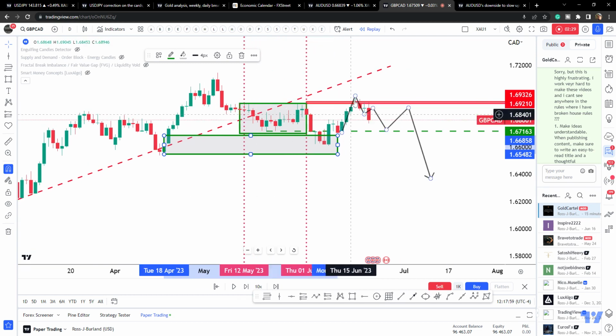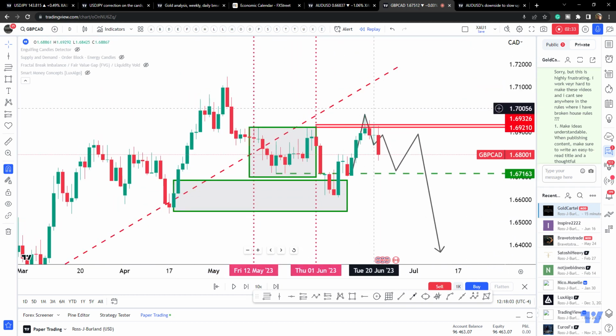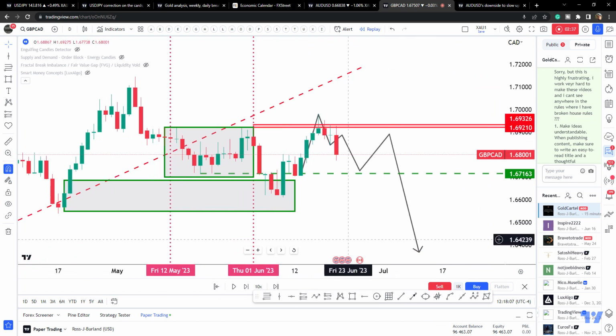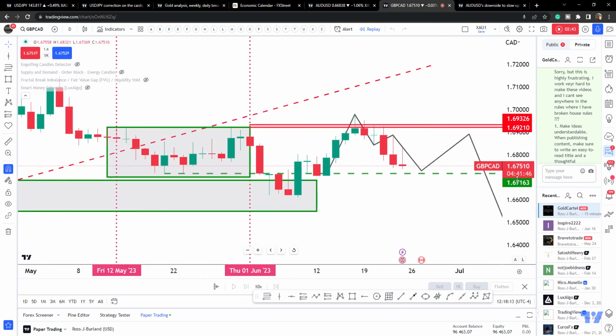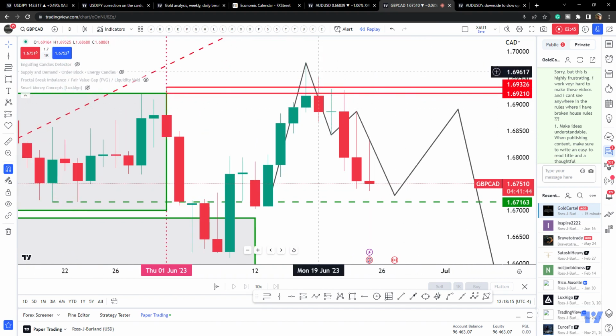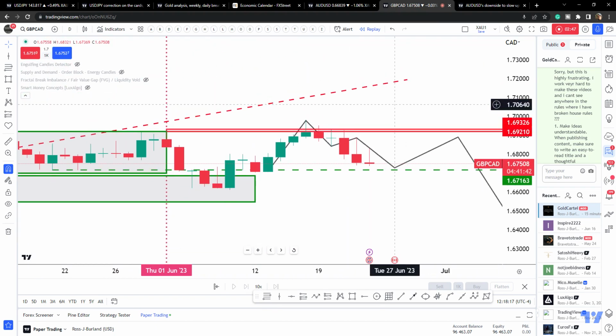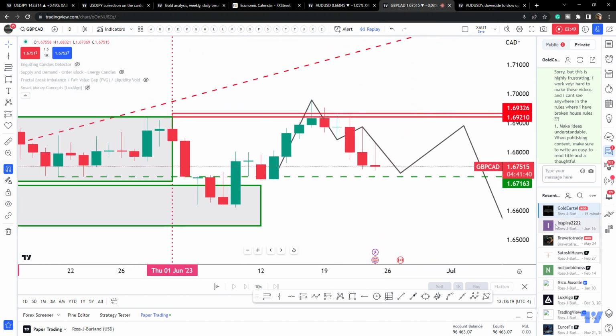And then we moved up into liquidity on this side. So these equal highs were violated with that move up. And we've subsequently started to move back down. So the market is balancing itself out. And we've now got a scenario where we have shorts in the market. So a long squeeze could be on the cards.